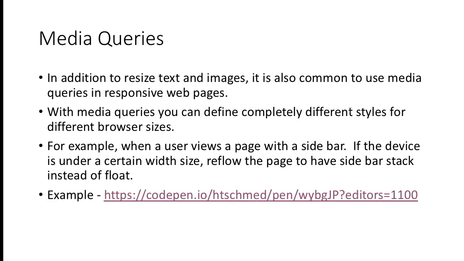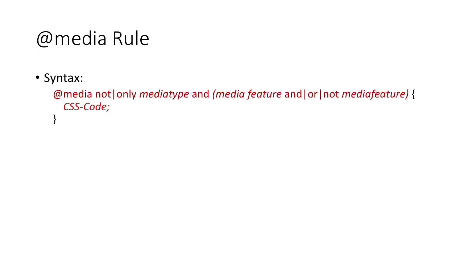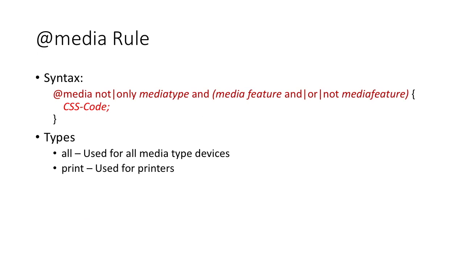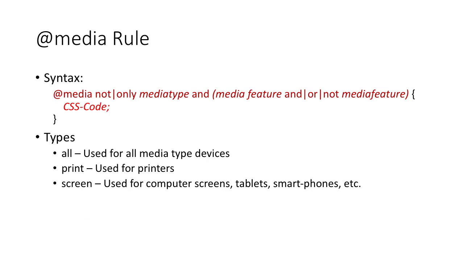I'll actually have some slides too that go over each one of those types of rules. For media queries, it's going to start out with the @media tag, and then you specify the media type, and then put in essentially a bunch of and or statements that give you your width rules. So you have all: if you say media type all, it's going to apply to all types of devices. Print, like I said before, is only for printers. Screen is for computer screens, tablets, smartphones, etc.